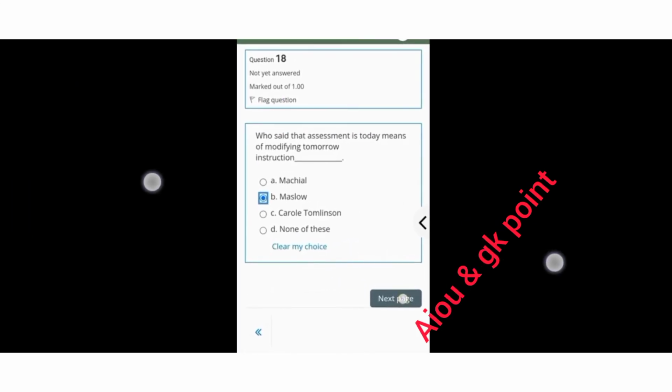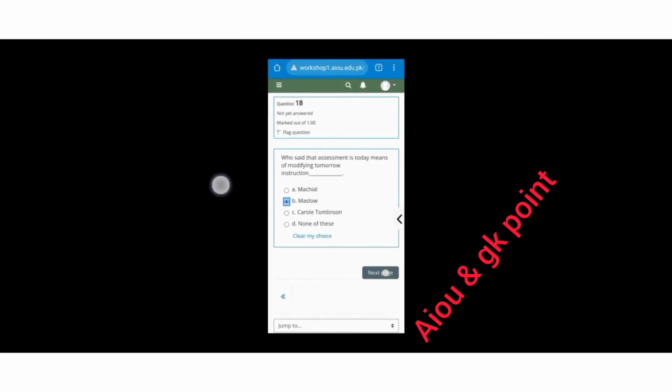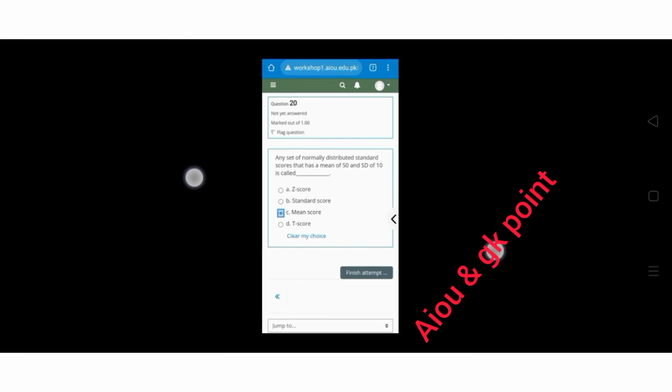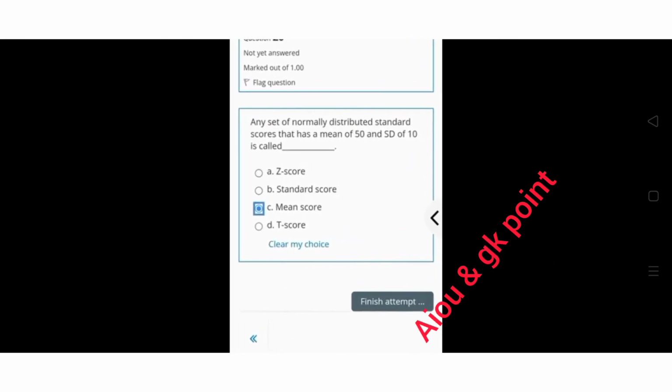Who said that assessment is today mean of modifying tomorrow instruction? Correct option B. Maslow. To ensure the reliability of test, the first step is to calculate the item test and dash and reject any that are too low. Correct option C. Median. Any set of normally distributed standard score that has a mean of 50 and ST of 10 is called dash. Correct option C. Mean score.